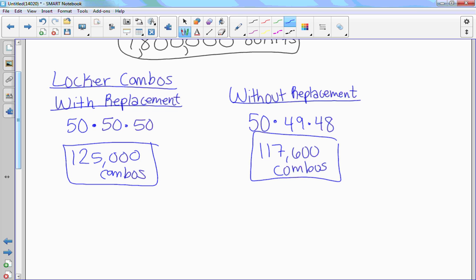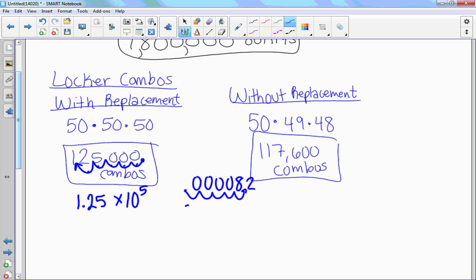Like this one, we bring the decimal all the way in to one non-zero digit. So we have 1.25, drop off the zeros, and I have 1, 2, 3, 4, 5 jumps. So we have 10 to the positive 5. So this is a big number. If I had moved it this way, a small number, this would be 8.2 times 10 to the 1, 2, 3, 4. Again, I did 5 jumps, but since it's a small number, it's negative. So you go in the opposite direction.